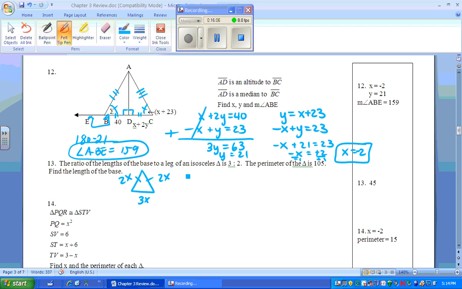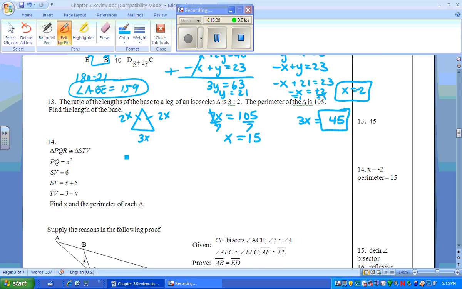3x, 4, 5, 6, 7. I got 7x is equal to the perimeter, which is 105. Solve for x, divide it. x ends up equaling 15. Find the length of the base. The base is 3x. So that equals 45.